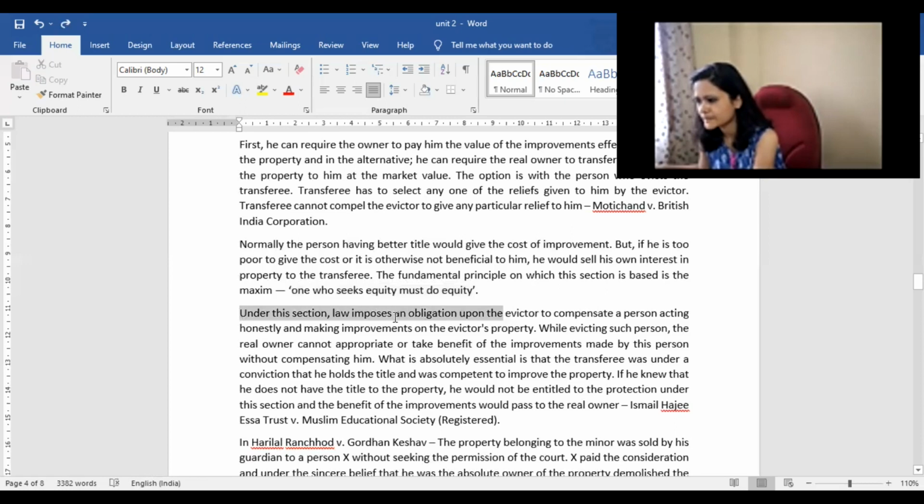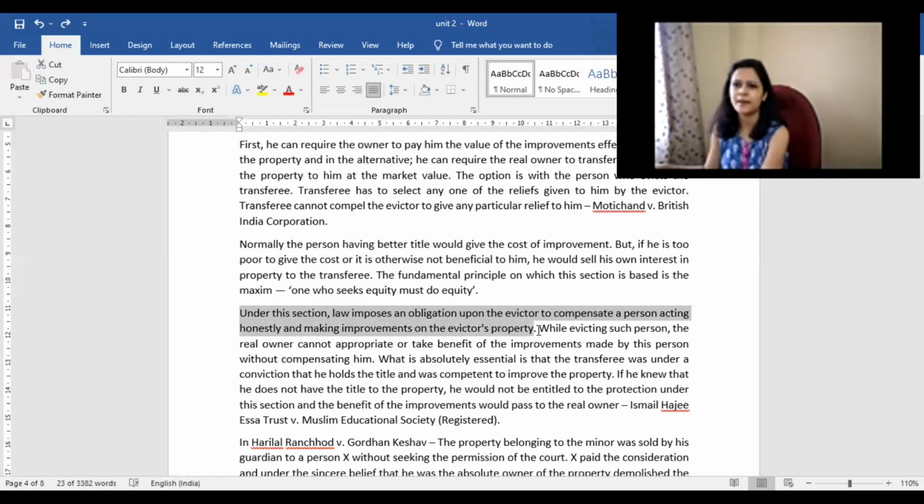Yes, madam. So under this section, law imposes an obligation upon the evicted to compensate a person acting honestly and making improvements on the evictor's property. It should not be any random person who just comes tomorrow and does some construction. That is not going to be something which court would entertain. But if some person honestly does something in good faith, then in such a case, court is going to consider the matter. While evicting such a person, the real owner cannot appropriate or take benefit of the improvements.